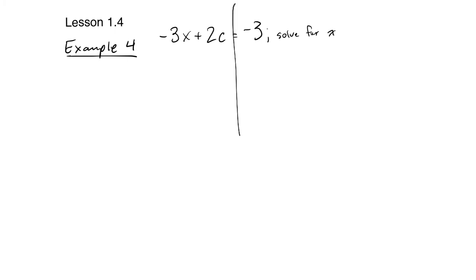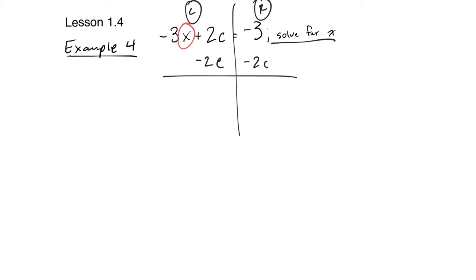And lastly, this is our last example. I have negative 3 times x plus 2 times c equals negative 3. And they want me to solve for x. So x is here on the left. I need to get it alone, okay? So the first thing I'm going to do is I'm going to remove anything that is attached to it that uses addition or subtraction. So I have addition here. So I'm going to subtract 2c from both sides. Anything minus itself is 0. I have negative 3 times x equals negative 3 minus 2c.